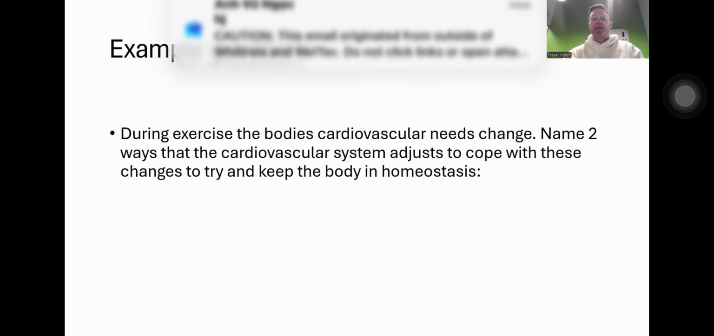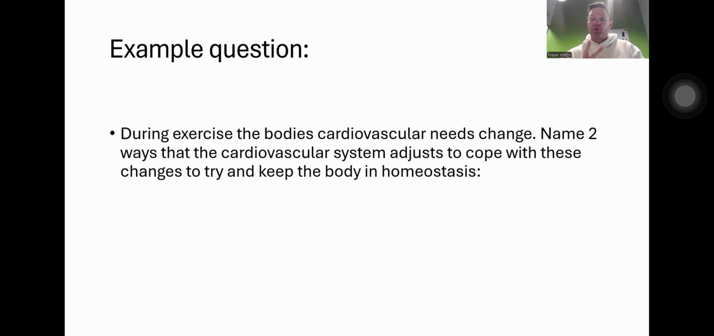Okay, so you need to name 2 changes. You don't have to explain them. You just had to name 2 changes there for that. So that would be an answer there.